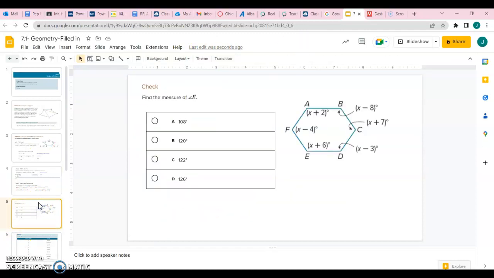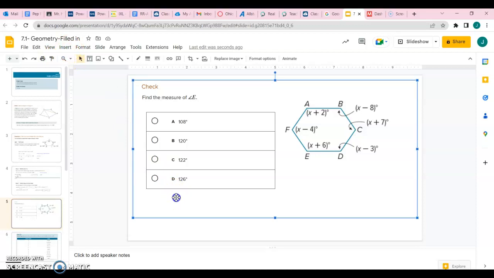So let's just move on to this one now. Let's try it. We need to find out what angle E equals. So let's count how many sides this one has: 1, 2, 3, 4, 5, 6. So what polygon has 6 sides? A polygon that has 6 sides is a hexagon.